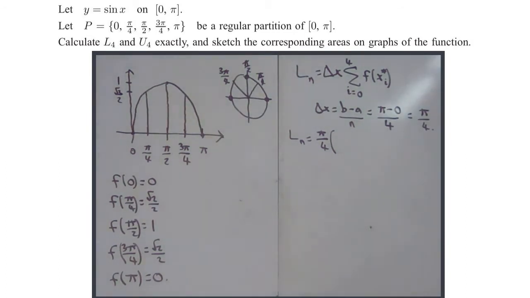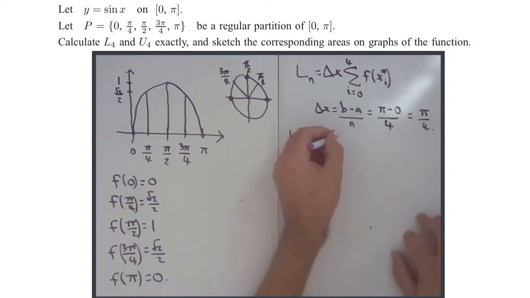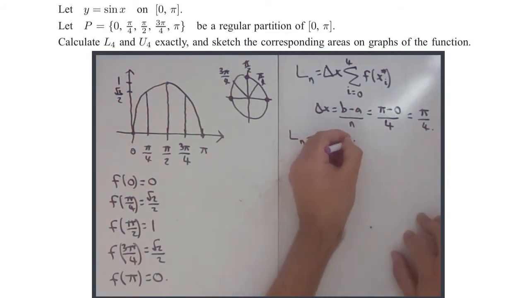So if we take it subinterval by subinterval, and the first subinterval is from 0 to pi by 4, we're going to use f of 0, which is just 0. Because you've got two options, you can either use 0 or pi by 4, and clearly 0 is a lot smaller. It's significantly smaller. So we're going to use 0.